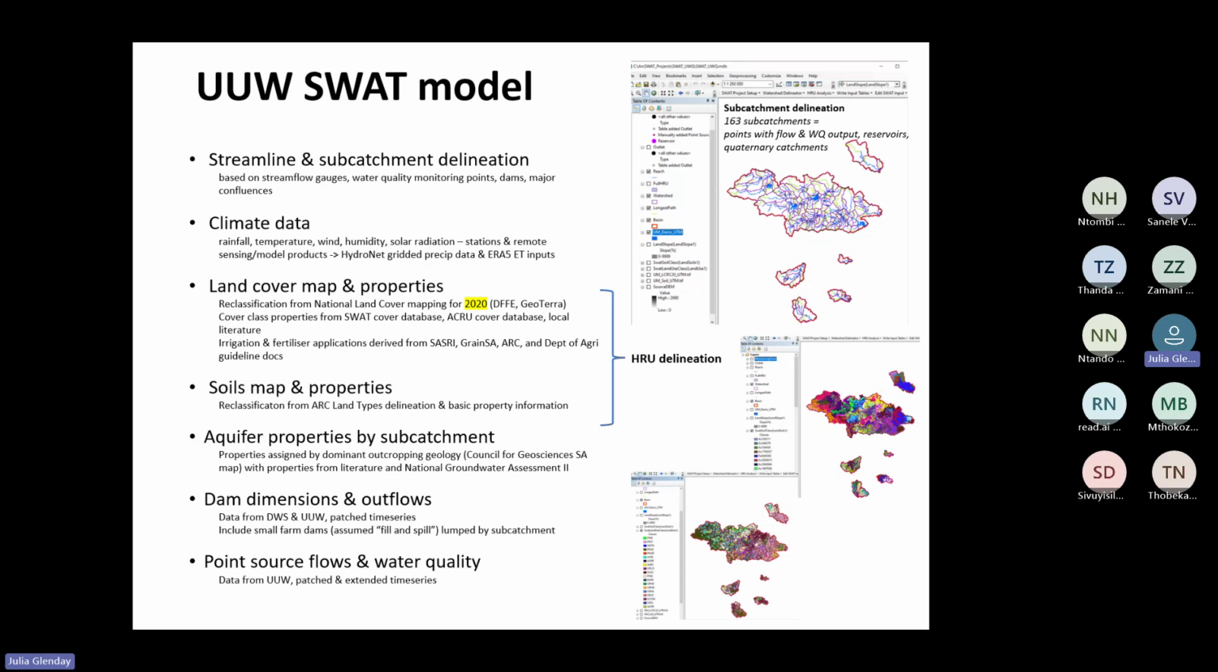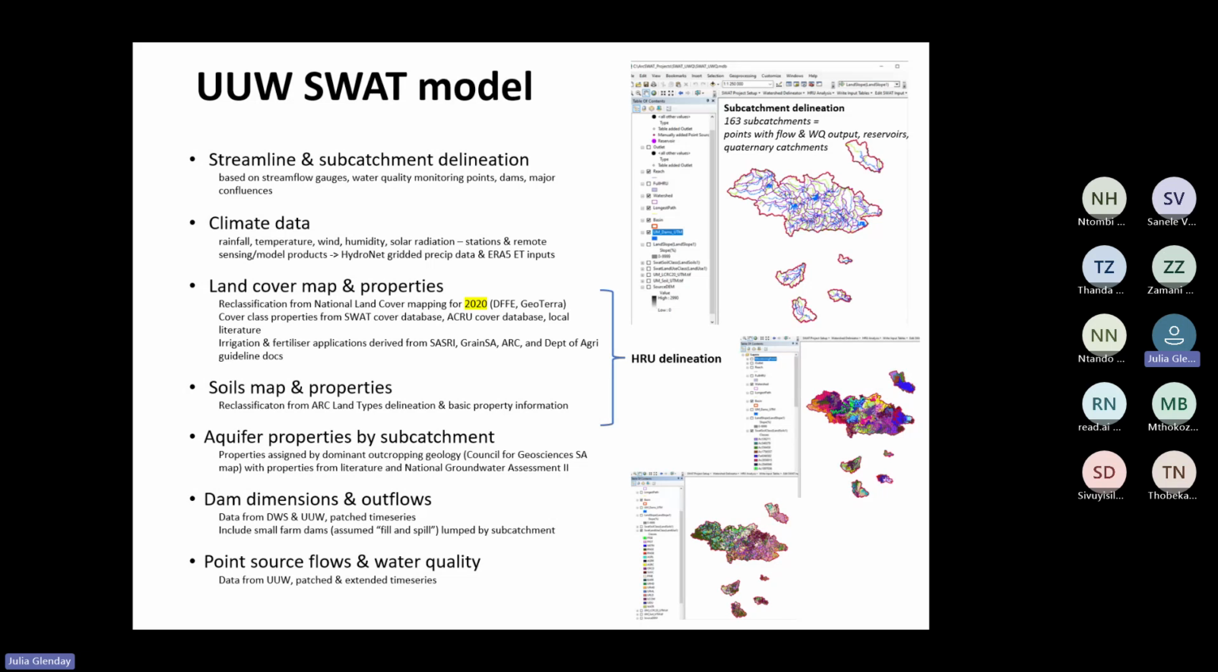But then for aquifer properties by subcatchment, I used the geology. You can get geology map GIS layers from the Council for Geosciences. The free version has sufficient detail for what we want to do. They have finer versions if you're wanting to sink a local borehole or something that you would have to pay for, but for our purposes, the level that the free one provides is fine.